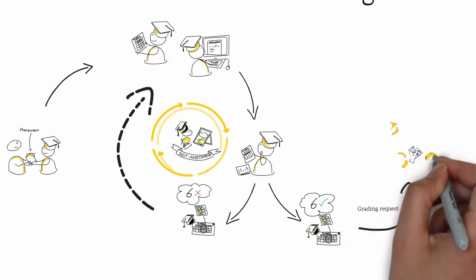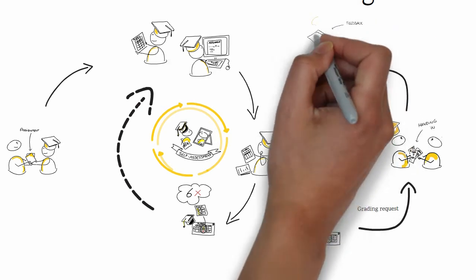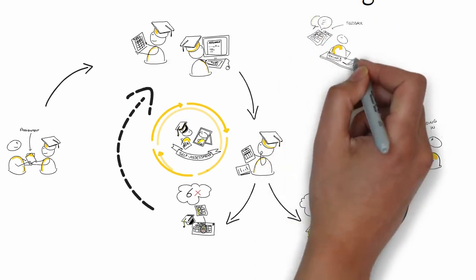Then, as a teacher, you take action. You look at the motivation of the grade request and the evidence provided by the student. Does this match the requested level? If not, you provide the student with feedback so that the student can improve his or her work.